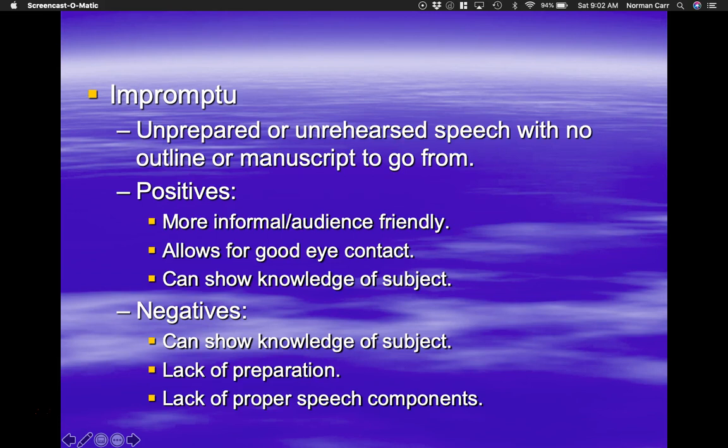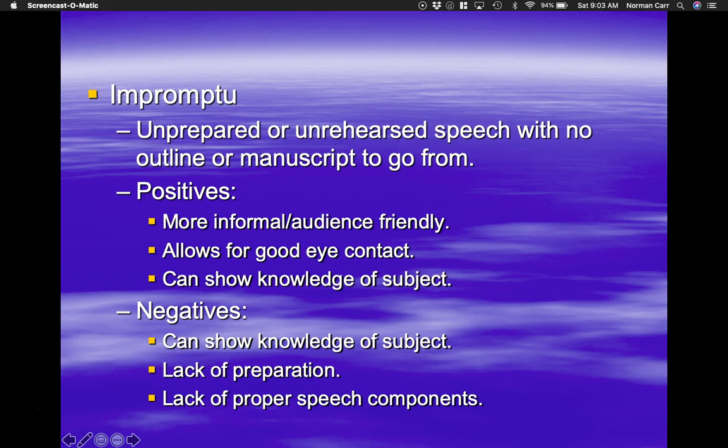Another type of delivery is impromptu. With impromptu, this is unprepared and unrehearsed speech, no outline, no manuscript. Basically, everything is just done off the top of your head. Generally, impromptu is a more conversational style. Some nice things about it: it's more informal, it's audience friendly, you're always looking at your audience, you're always engaged with your audience. And one of the cool things about impromptu speaking is if you know enough about the topic, it can show your knowledge of the subject.